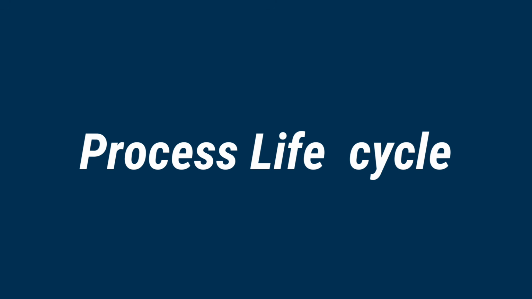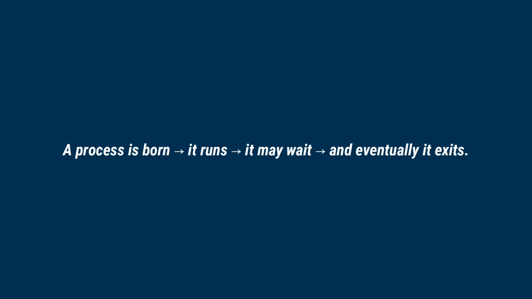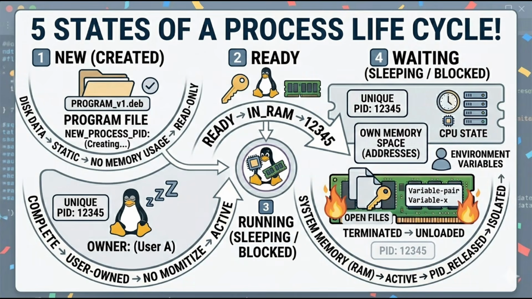Now that we understand what a process is, let's understand its life cycle. The process life cycle is the series of states a process goes through from creation until termination. In simple words, a process is born, it runs, it may wait, and eventually it exits. Now there are 5 main states in a process's life cycle.